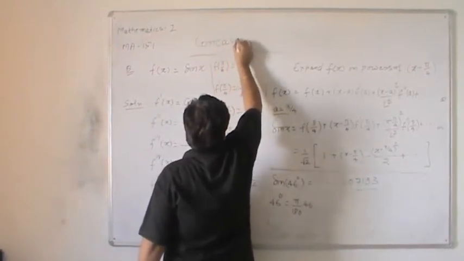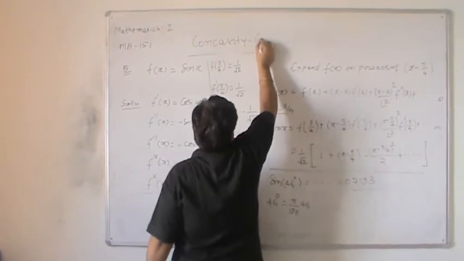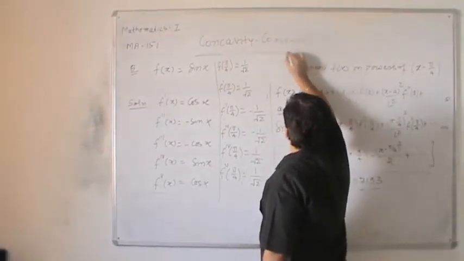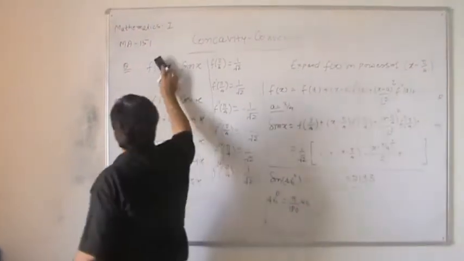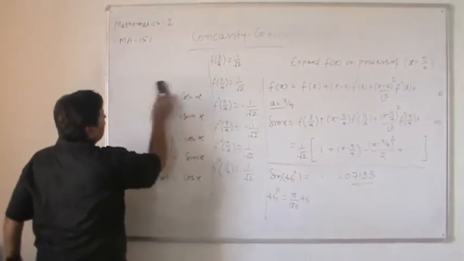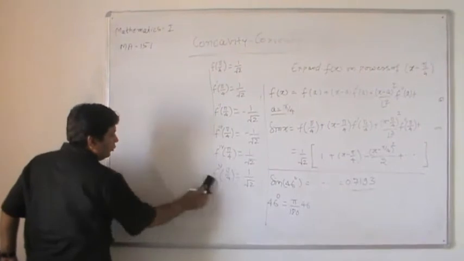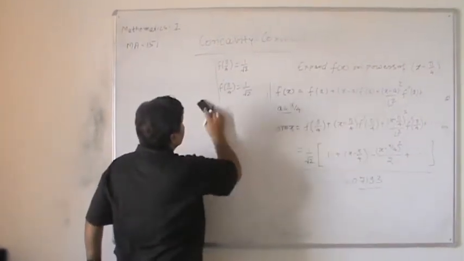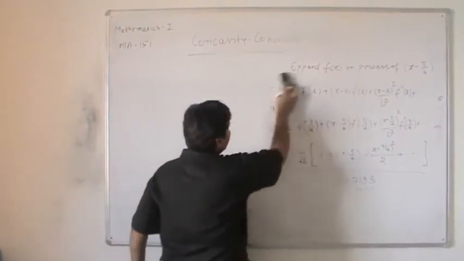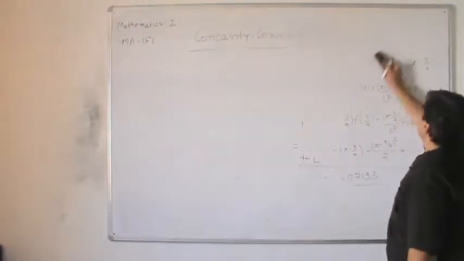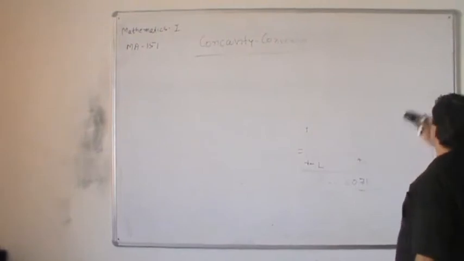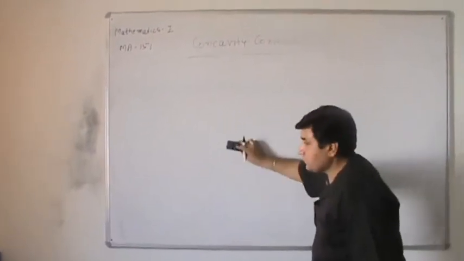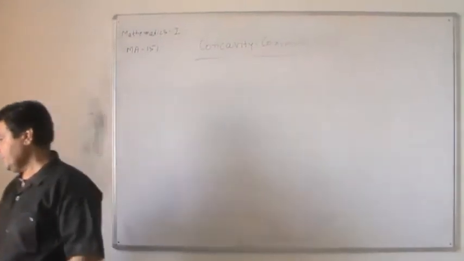Now concavity and convexity is again an application of differentiation. So we have studied applications of derivatives to obtain Taylor's series expansion and Maclaurin series expansion of the given function. Now we will study the application of the derivatives in deciding the concavity and convexity natures of the given function.